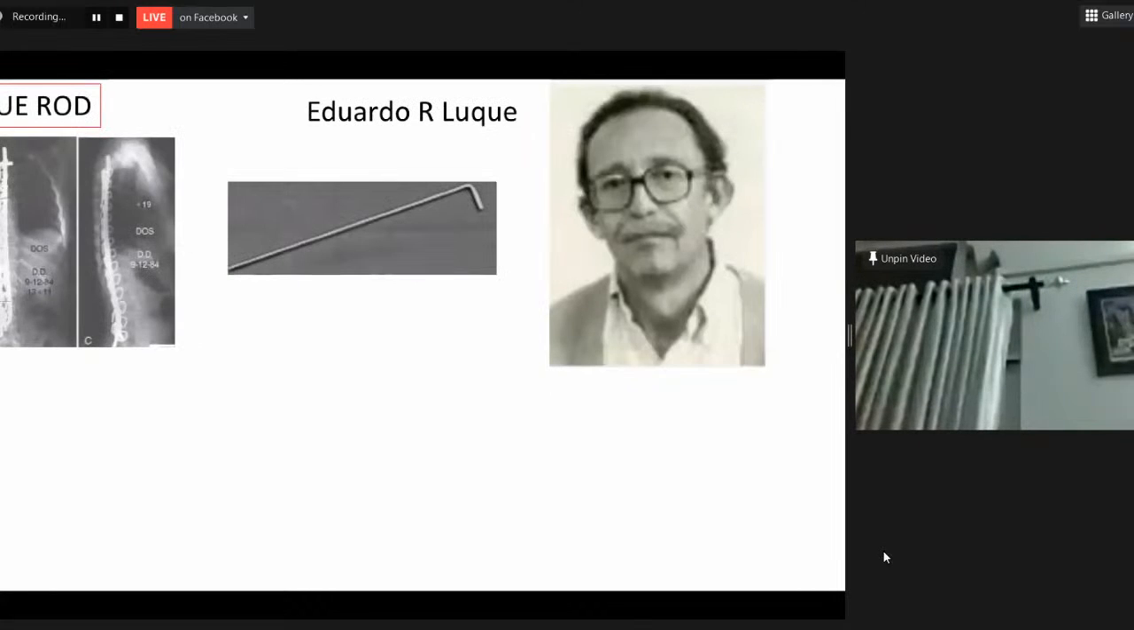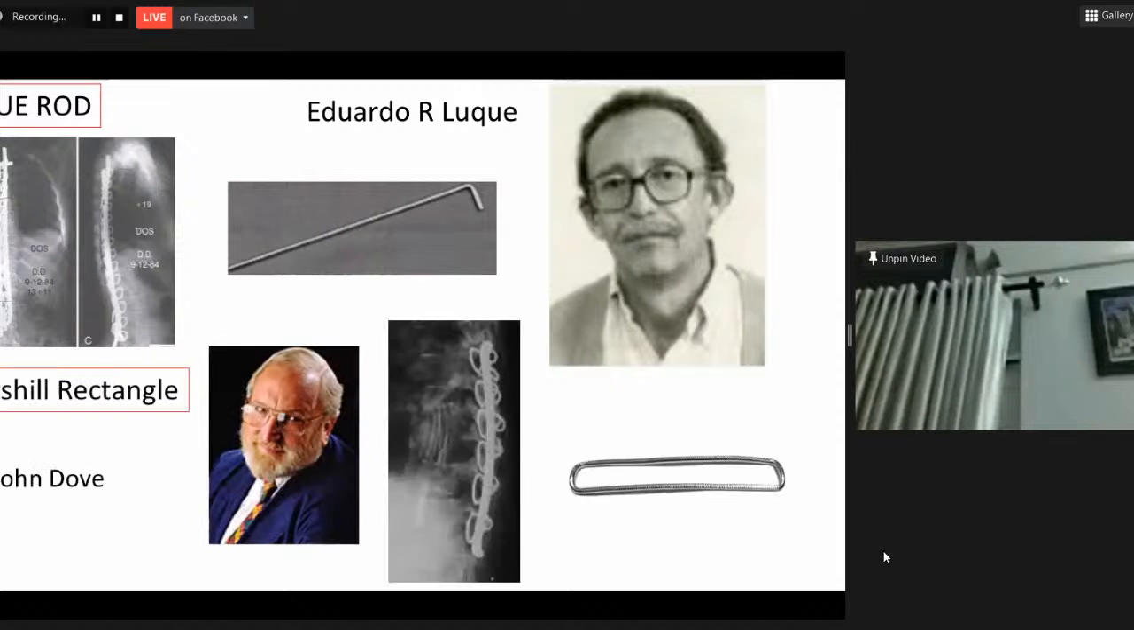Then there was a development of Luque rod, also known as L rod, and this was actually used in pairs. On one side, the L angle was lower down, and on the other side it was higher. Then John Dove joined these two Ls, and a rectangle was formed and fixed with a sublaminar wire.